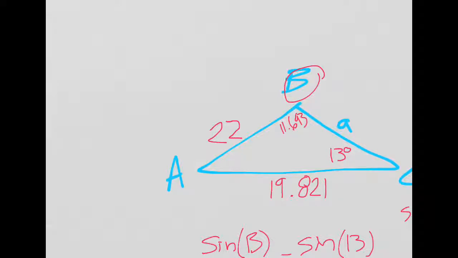11.693. So this diagram is clearly not to scale, but now that you have those, you can find that third angle, 180 minus the two of those, and then you can find side A, setting up another law of sines proportion.